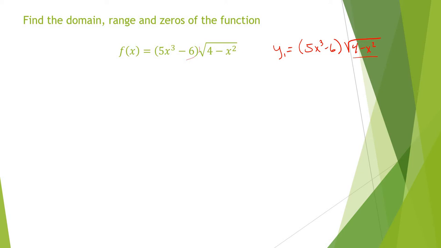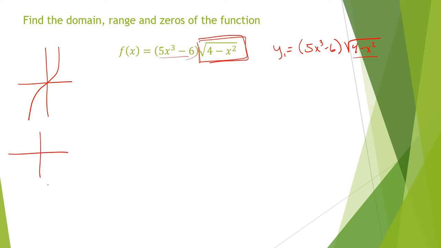Now I need to know a little bit about this window in order to get a good picture. So I'm going to look at the second part of this in helping me determine my window. It's because a cubic function has an infinite domain and range, but a square root function is limited by what can go under the radical. Now this is an x squared under the radical, so it's going to be a little bit different. But the point is that 4 minus x squared has to be greater than or equal to 0.